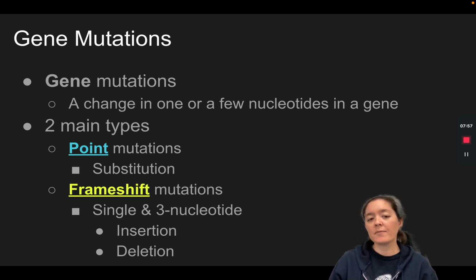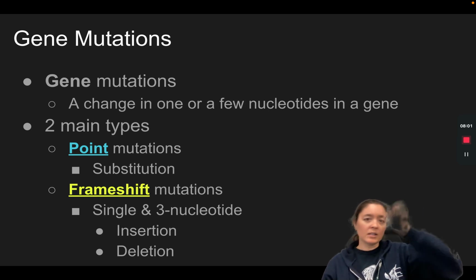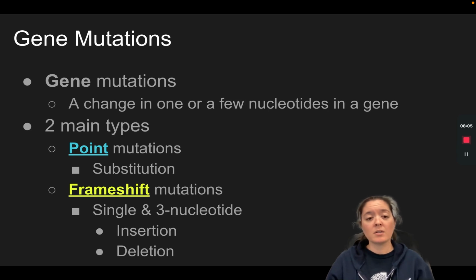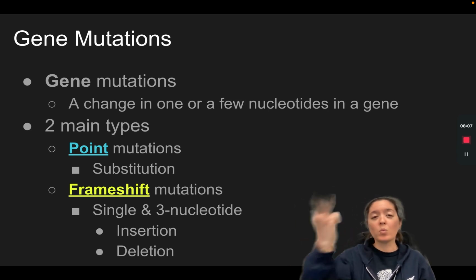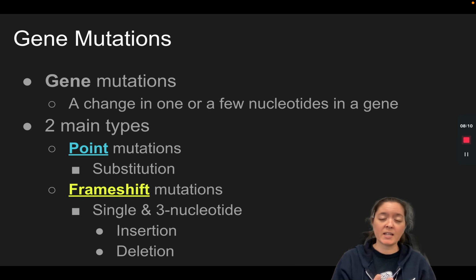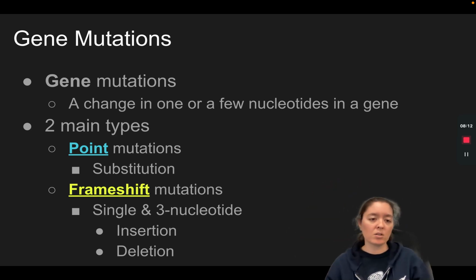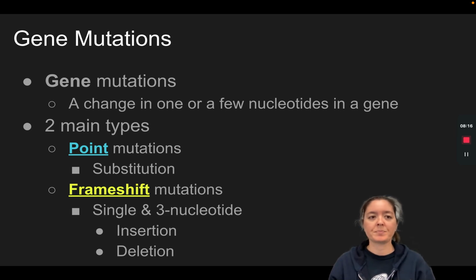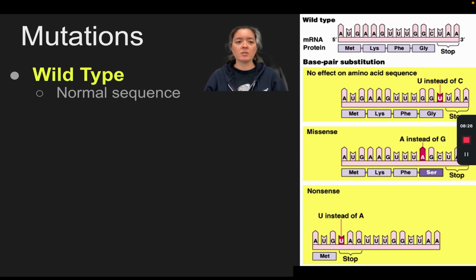And we're also going to look at frame shift mutations, where sometimes one nucleotide leaves or comes in, we delete it or we add it, or sometimes we can even do that with 3 nucleotides, one codon at a time. So we could bring in an extra codon, or we can delete a codon, and something crazy happens with how that protein gets made. Some important vocab for us to learn.